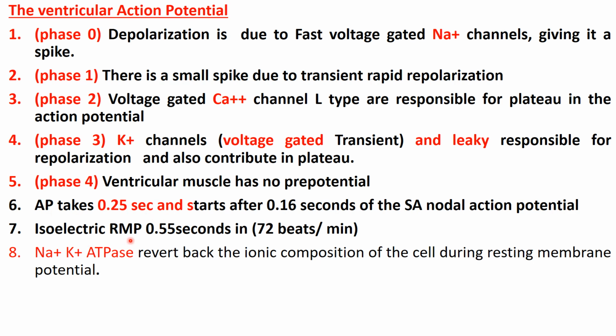The isoelectric resting membrane potential, of a duration of 0.55 seconds, is present when the heart rate is 72 beats per minute. इसका क्या मतलब हुआ? अगर हार्ट रेट स्लो है तो रेस्टिंग मेम्ब्रेन पोटेंशियल लंबा होगा, अगर हार्ट रेट तेज है तो रेस्टिंग मेम्ब्रेन पोटेंशियल छोटा होगा. लेकिन एक्शन पोटेंशियल की ड्यूरेशन 0.25 सेकेंड्स की होगी नॉर्मली, और अगर हार्ट रेट तेज है तो ये भी थोड़ी सी छोटी हो सकती है. लेकिन रेस्टिंग मेम्ब्रेन पोटेंशियल हार्ट रेट के साथ ज्यादा वेरी करेगा, एक्शन पोटेंशियल हार्ट रेट के साथ कम वेरी करेगा.